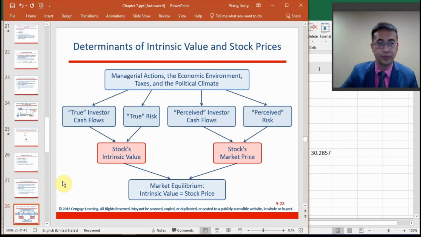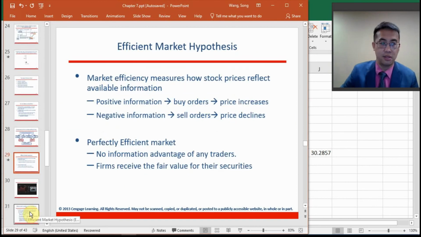perception of the investors. So here we have the stock's intrinsic value determined by the true cash flows generated from the firm or the stock, and the true risk estimated according to the feature of the stock. And how to estimate the risk, it is in Chapter 6. However, in the market, the investor perception really plays a big role, not only in the perceived cash flows, but also in the perceived price. In a normal situation, intrinsic value is not quite different from a stock price, but things could happen. There could be some exceptions.